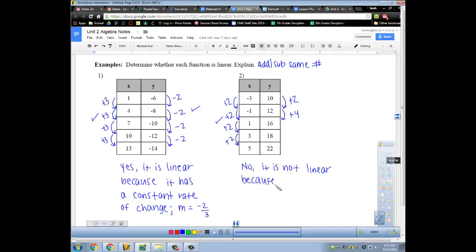because it doesn't have a constant rate of change.